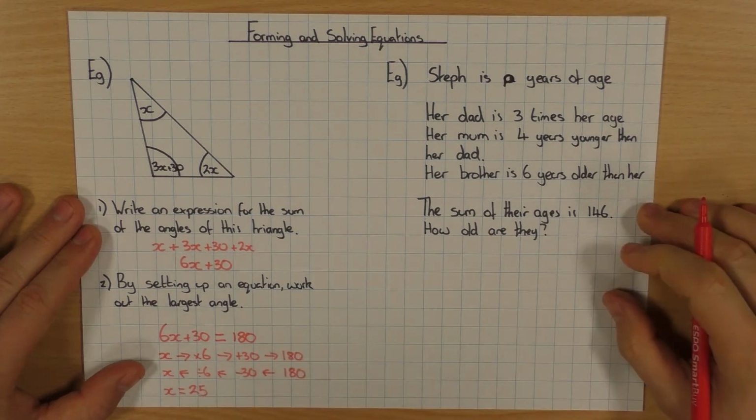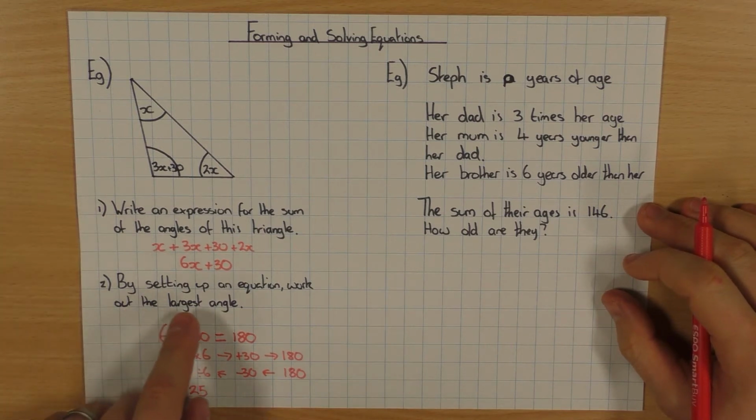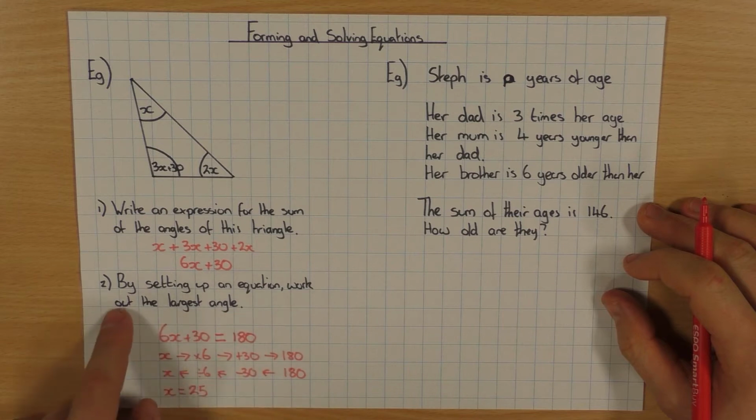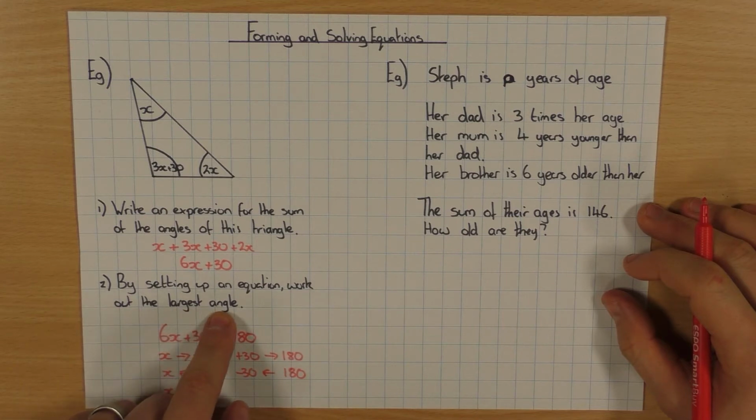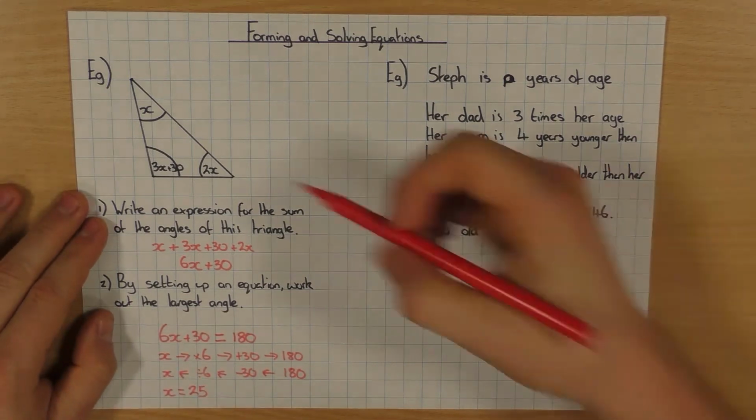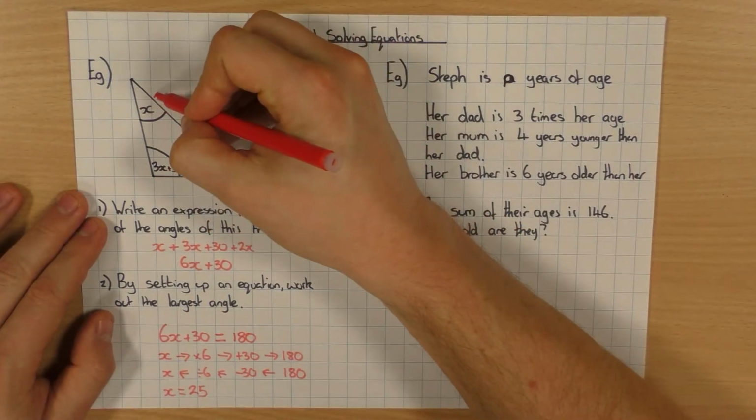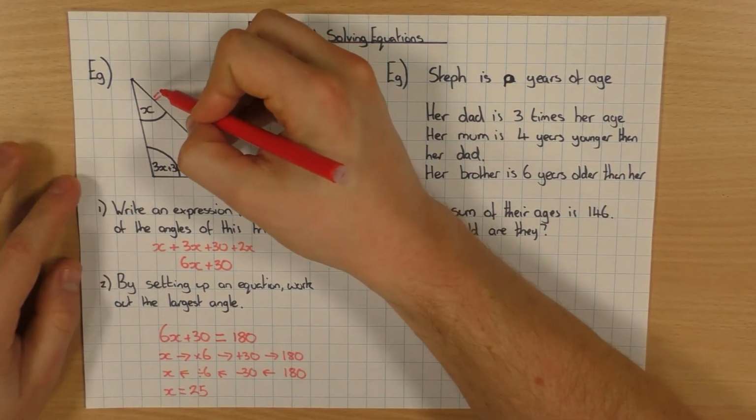Now what people do in the exam is they stop there, they've set up an equation, they've worked out x, brilliant, job done. But make sure you go back and read the question, because the question actually asks us, work out the largest angle. So now you've worked out x, make sure you go back and actually write down what all these angles are. Well, x is 25, so that's easy.